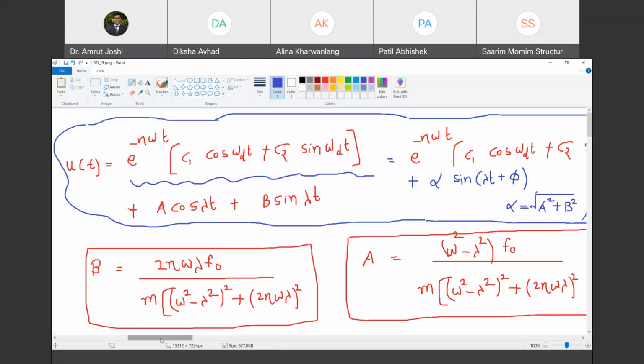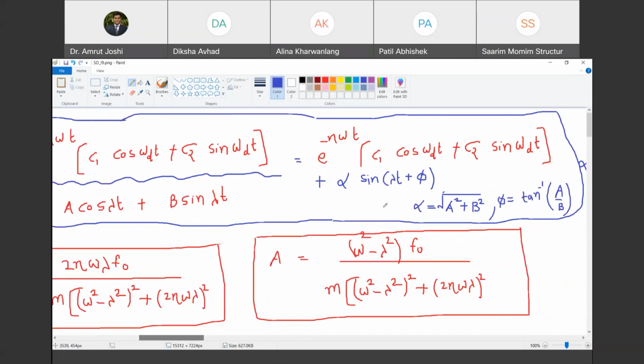After that transient phase is over, the system has a steady state response. Steady state response means its magnitude fluctuates between plus minus alpha. Are you with me? And it varies as a sinusoidal function, sine function. So this we call the steady state response. And what is the first part? First part is called the transient response.